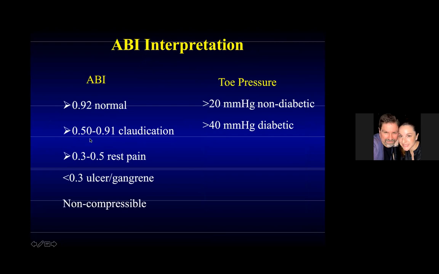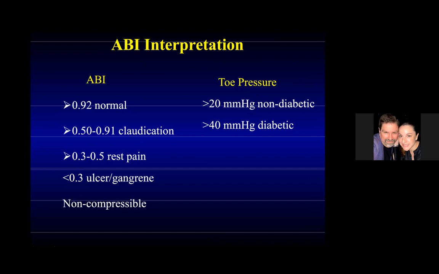0.92 normal and above, 0.5 to 0.91, patients usually will have claudication. Rest pain presents anything less than 0.5. And then ulcerations will happen if the ABI is less than 0.3. And then you have non-compressible vessels. Toe pressures, as we discussed before, greater than 20 for non-diabetics, greater than 40 for diabetics. And that is to kind of determine if they're going to heal their wound or not.